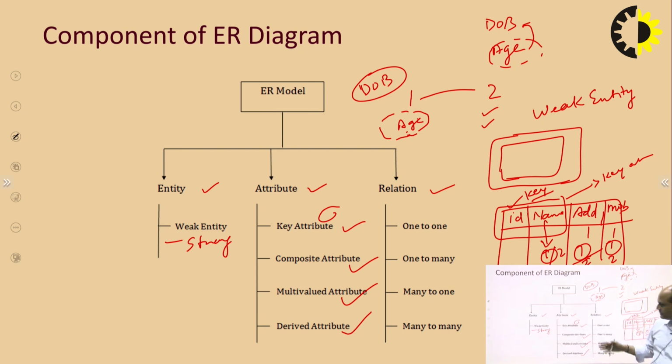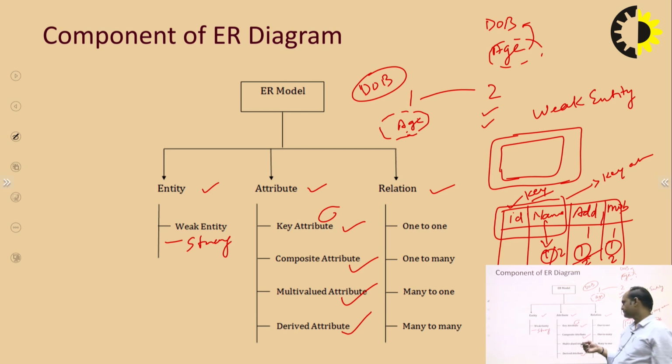So these are the four main categories of attribute: key attribute, composite attribute, multi-value attribute, and derived attribute. These are the four types of attributes that can exist in a particular scenario.